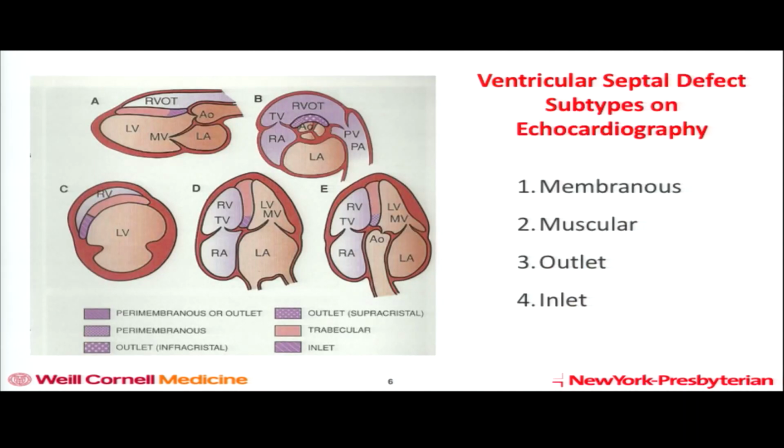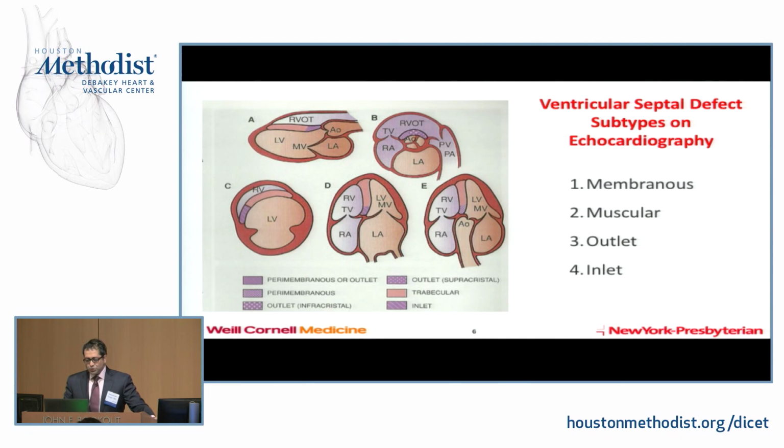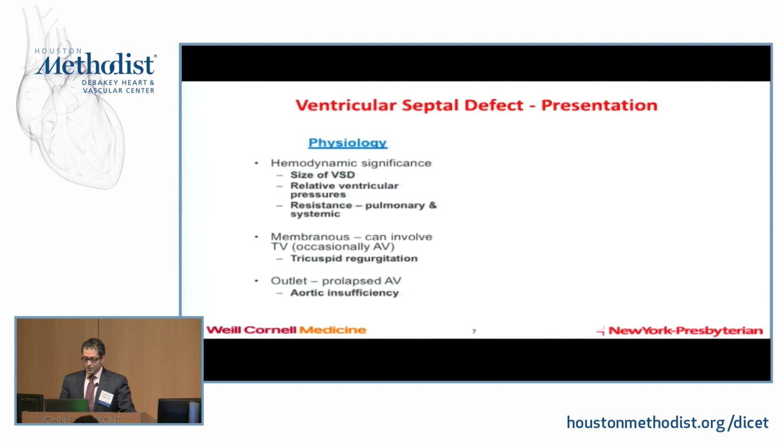When we try to define where they are anatomically, echo is our gold standard, and I will show you a little bit of echo, a little bit of MRI, and a little bit of cath to give you a flavor of some different imaging modalities. In echo, you can really distinguish the anatomic subtypes, whether it's membranous, muscular, outlet, or inlet. I won't go into the details of which views show which parts of the septum, but certainly it is our standard to look.